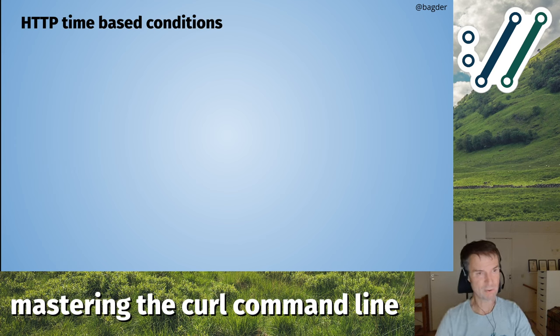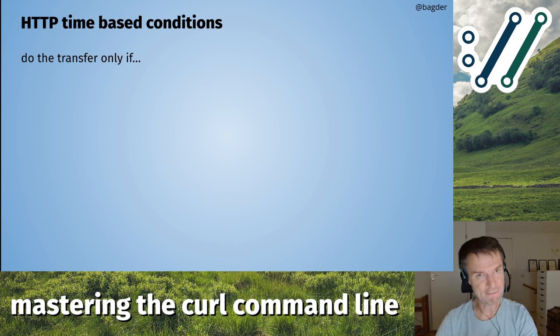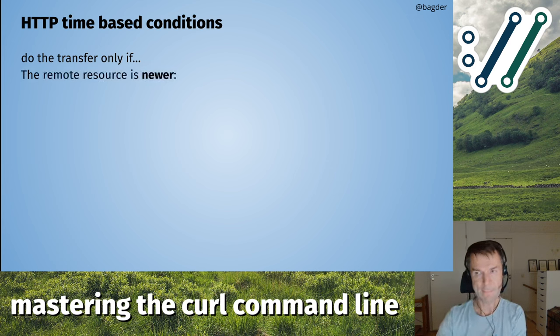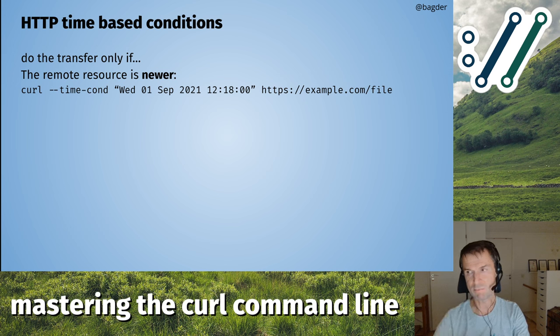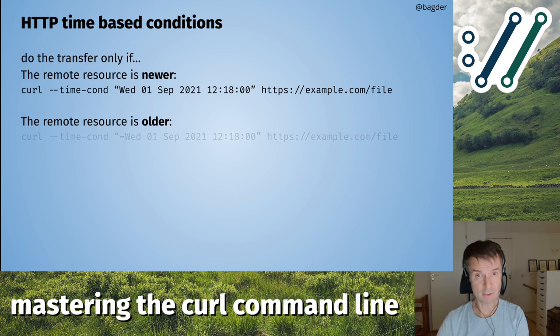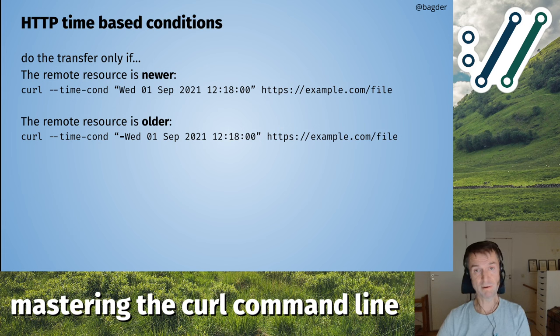When you do requests to a remote resource, you want to get a resource. Back to my cron job, you want to get something every day or every hour, every week. You can do the transfer maybe only if it's newer than a particular timestamp, right? What if the server's file has a modified time that is newer than September 1st, 2021? Only then return it. If it's not newer, it'll return a 304 response code and no body. Or you can reverse the condition: only if it's older than that, give me it. And then you just prefix the date with a dash, a single minus there.